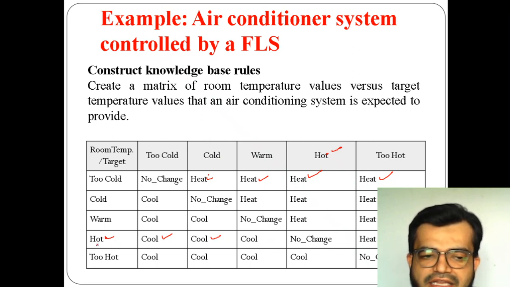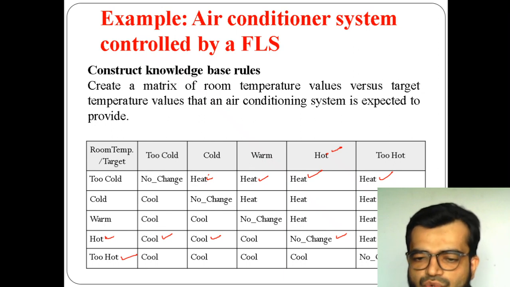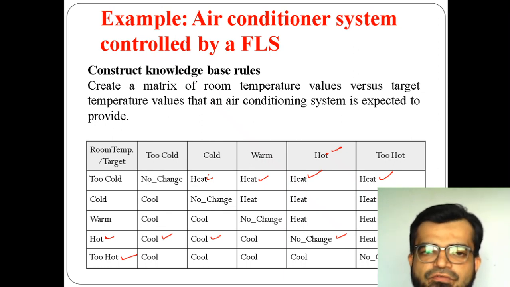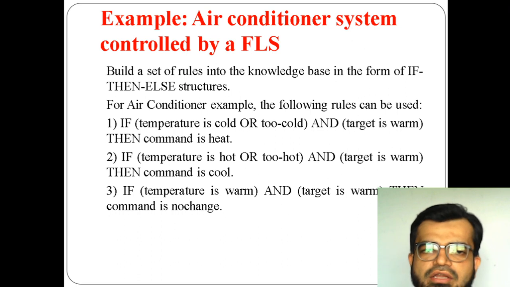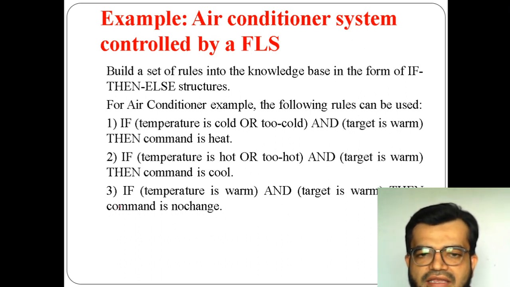And when the room temperature is hot and the target is also hot, then there is no change. Here also, if the room temperature is too hot and the target is too hot, then there is no change. So that's why three actions are being performed. What are these? Heat, cool and no change. So for those actions we need to frame the rules. For this AC, we have derived three rules.